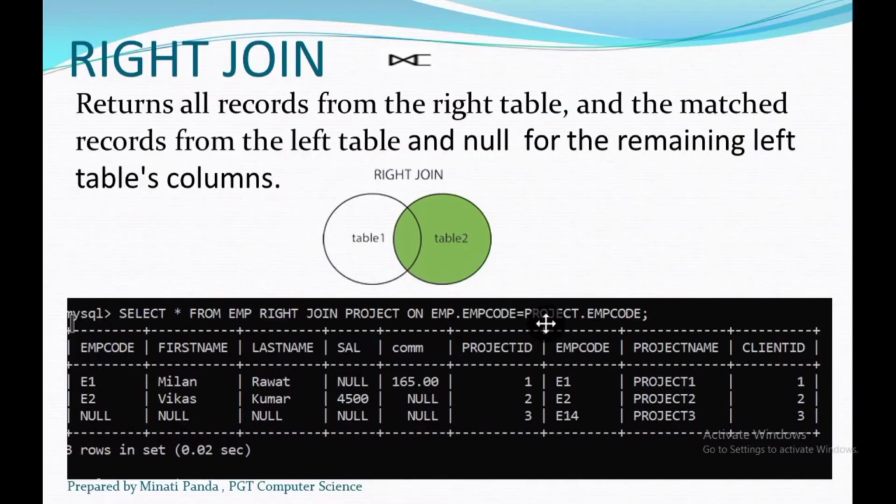In right join, it will return all records from the right table and the matched records from the left table, and null for the remaining left table's columns. Select * from emp right join project on emp.emp_code = project.emp_code will show all records of the project table and the associated records of the emp table. It will fill with null values for the other records of the emp table.